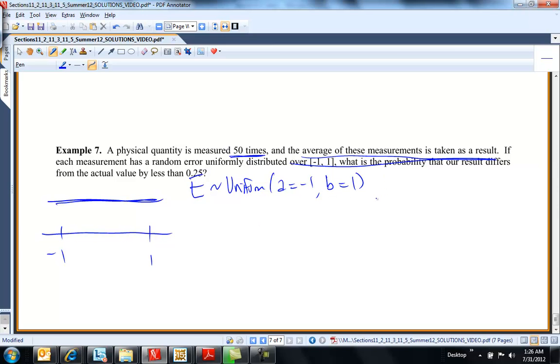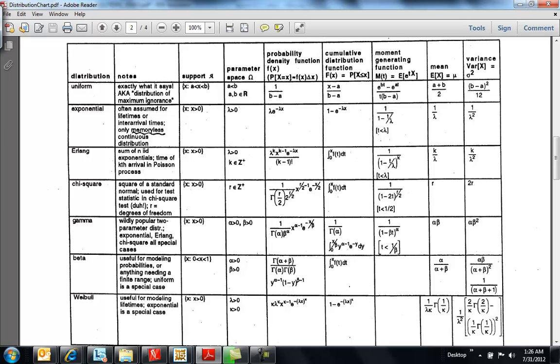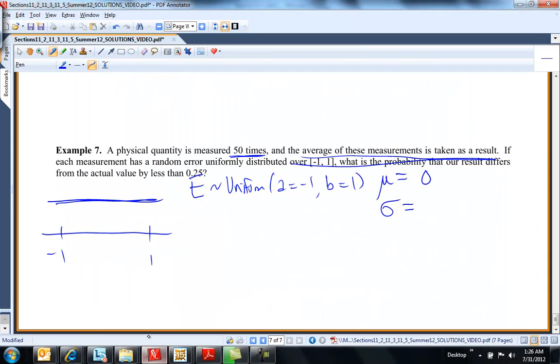We know the mean of the error should be 0, because negative 1 plus 1 divided by 2 is 0. For the spread of a uniform, the variance is B minus A squared divided by 12. So 1 minus negative 1 is 2, squared is 4, over 12, which is equal to 1/3. So here's the mean and here's the variance of a uniform. The standard deviation would be 1 over square root of 3.